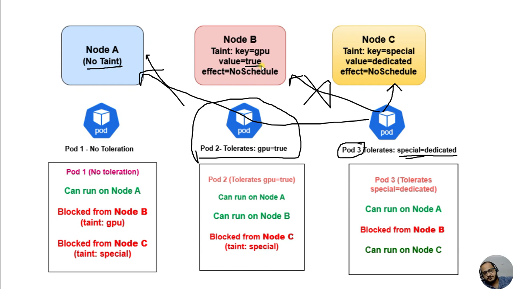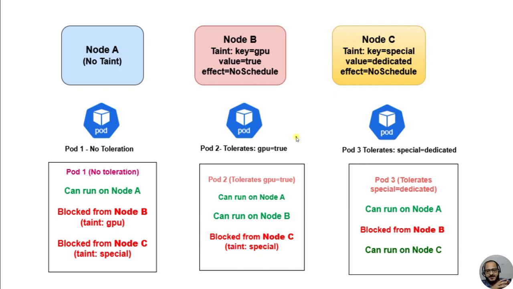So ideally we use taint and toleration if we have a specific worker node which we want to utilize, for example for any AI workload or maybe production level. So for that purpose we generally use taint and toleration in real time.